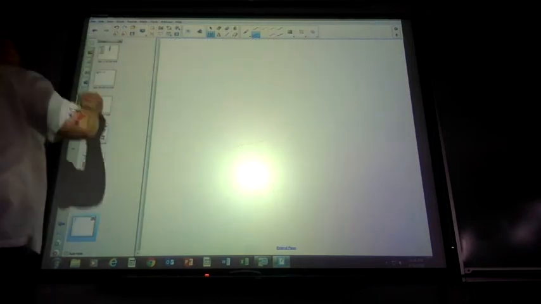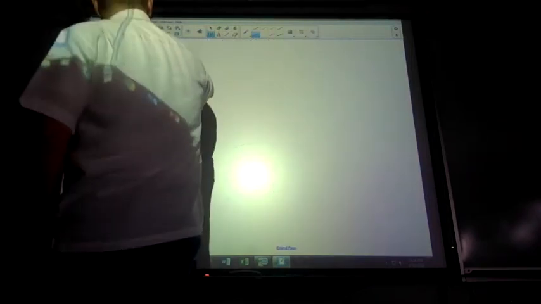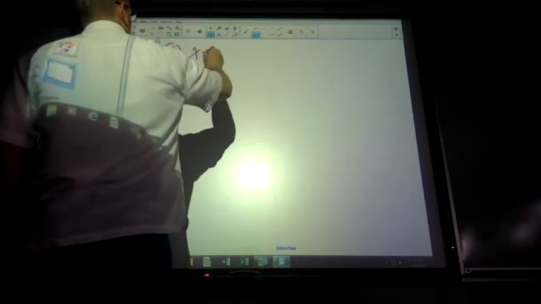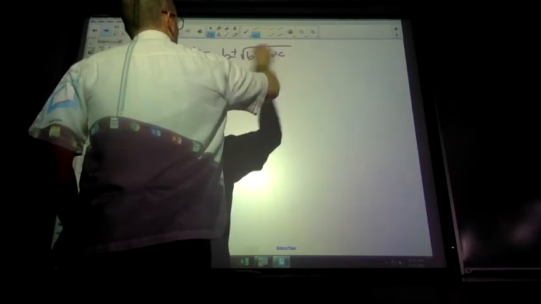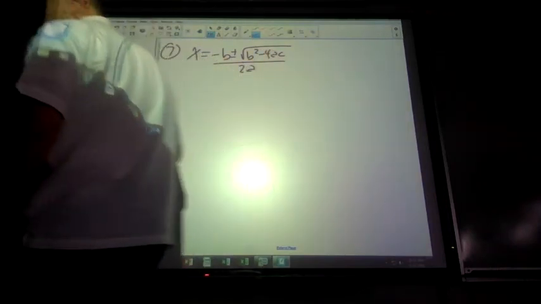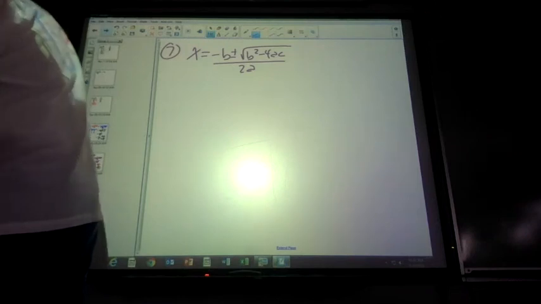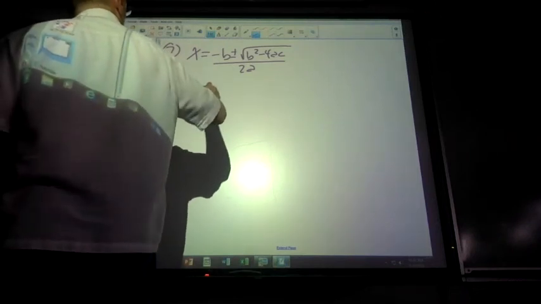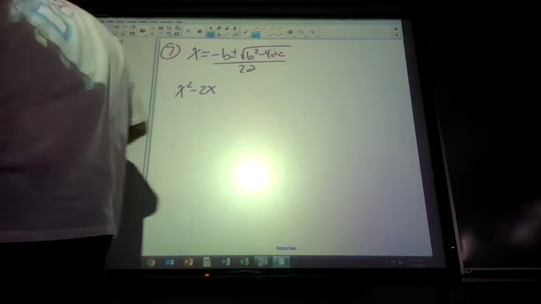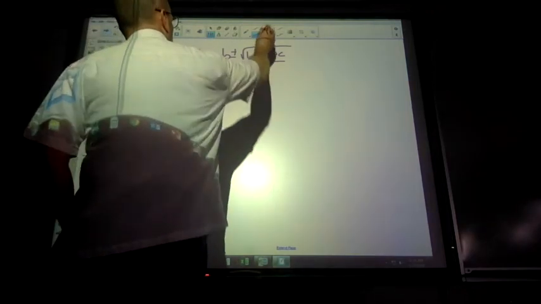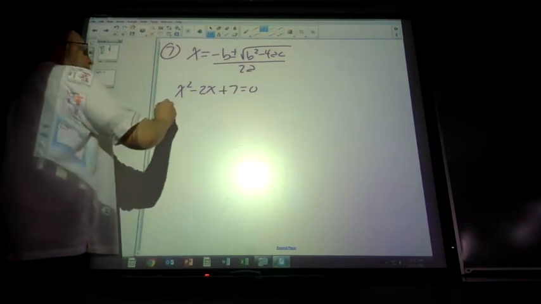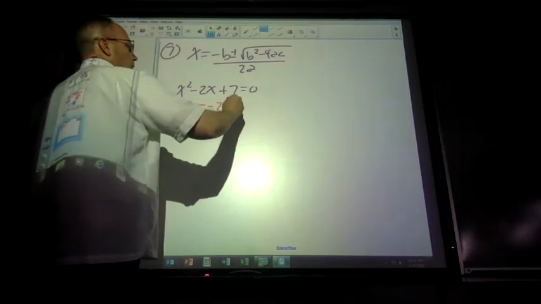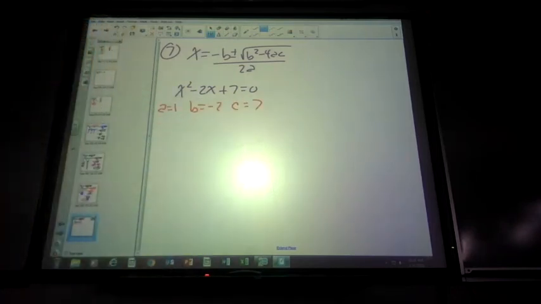All right, so problem number 7, and we know that x is equal to negative b plus or minus the square root b squared minus 4ac all over 2a. And the number 7 problem is x squared minus 2x plus 7 equals 0. Okay, is it equal to 0? Yep. Is it ready to go for the quadratic? Yep. My a value is 1. My b value is negative 2. And my c value is 7. Okay, so make sure you keep the signs.